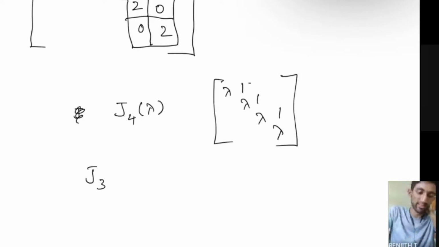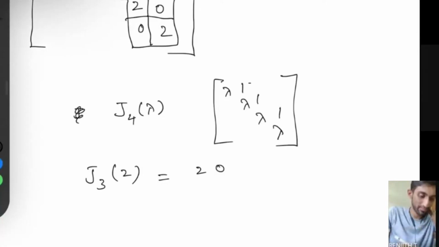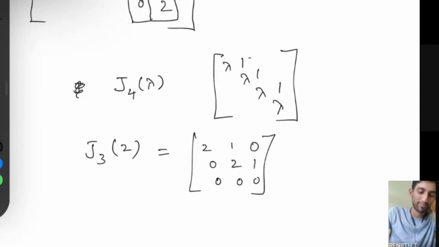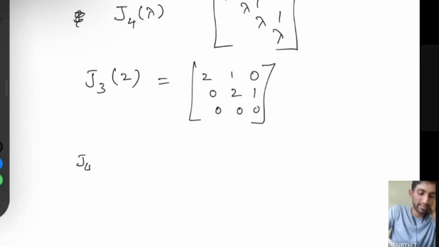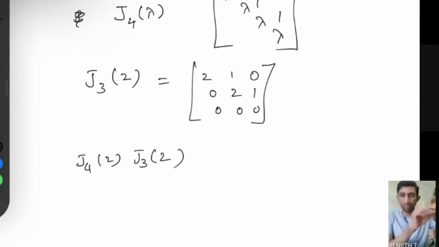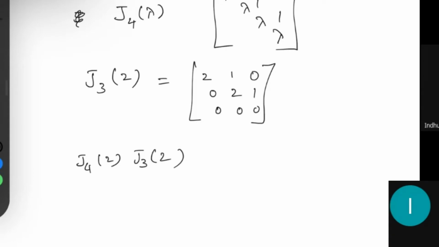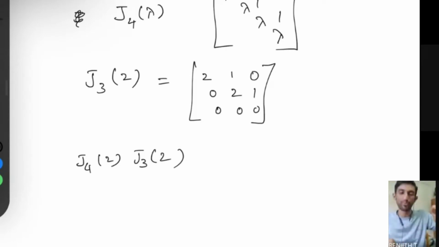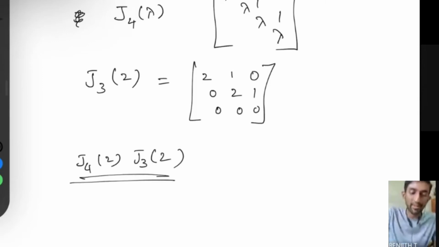If I say J3 of 2, this means the matrix with rows 2 1 0, 0 2 1, 0 0 2. So this is a Jordan block. If I write J4 of 2, J3 of 2, it means there will be a 4 by 4 block with eigenvalue 2 and a 3 by 3 block with eigenvalue 2. So this will be a 7 by 7 matrix.